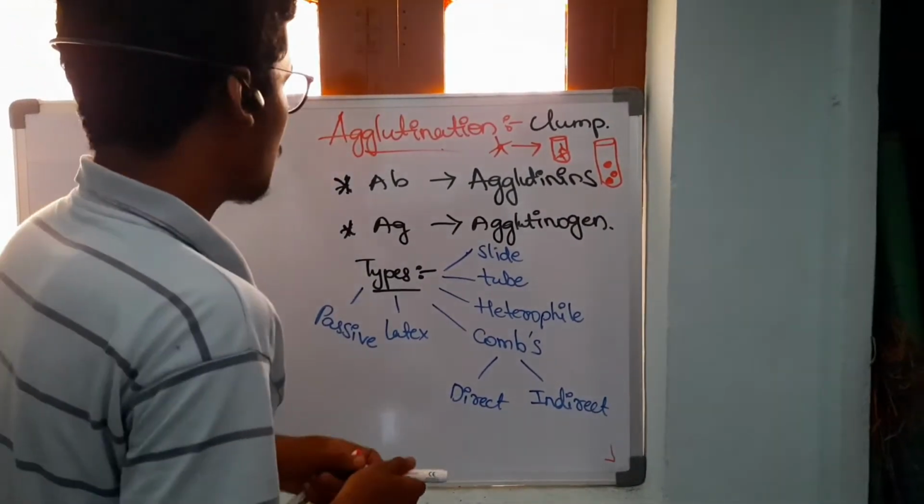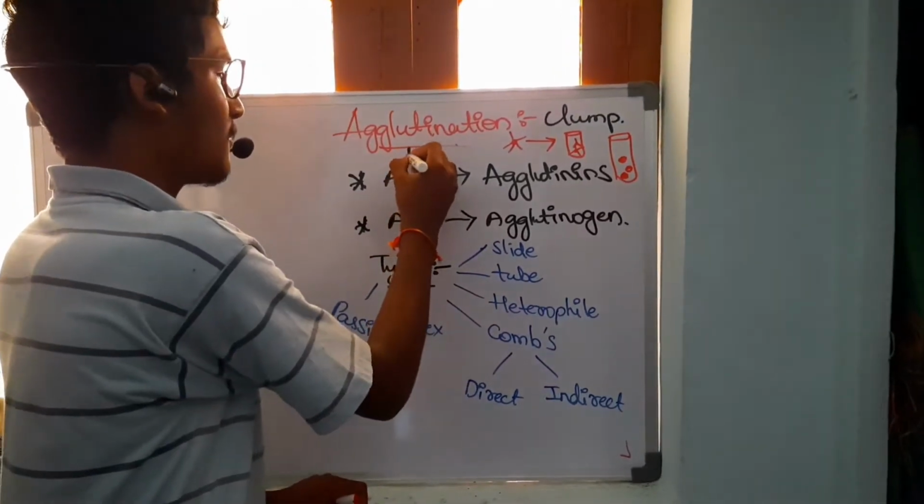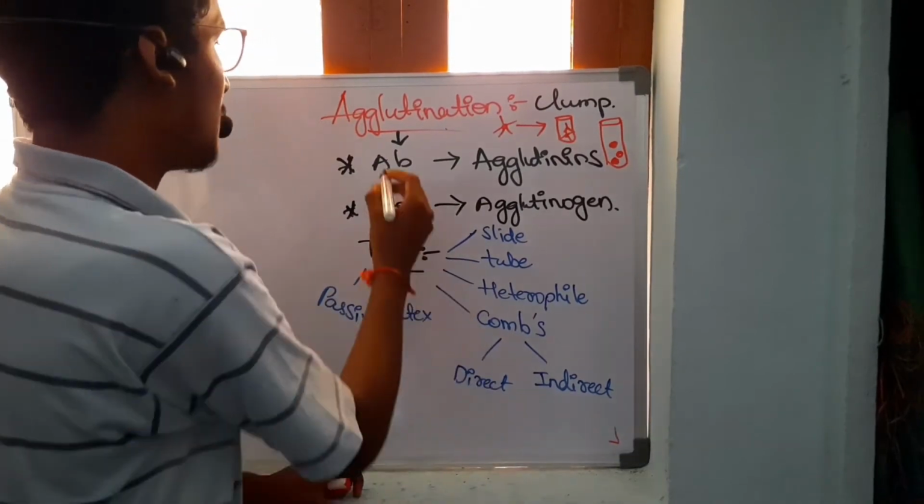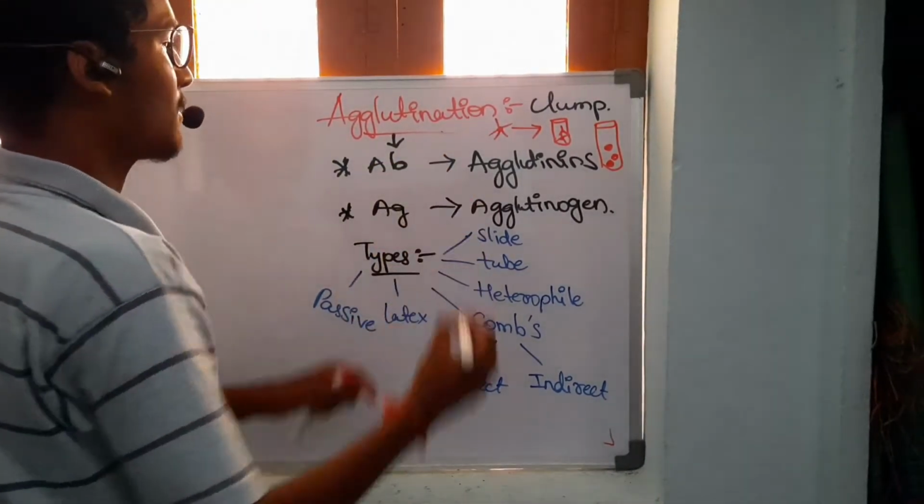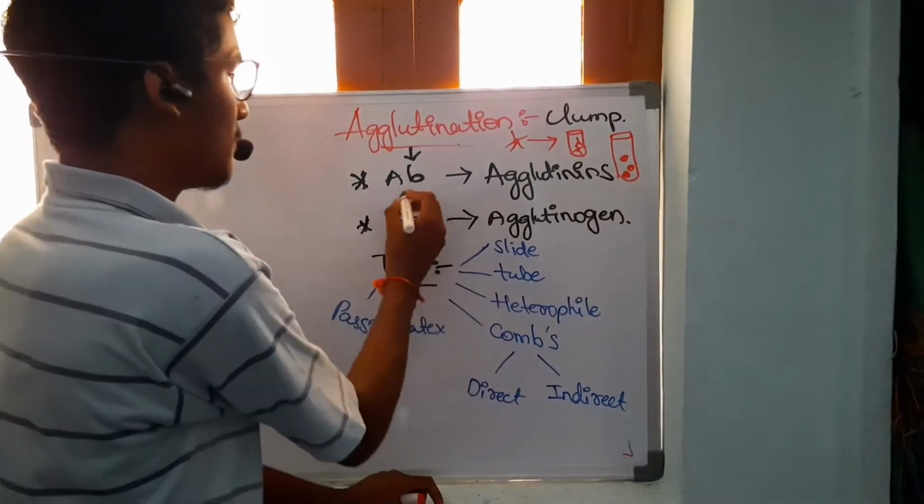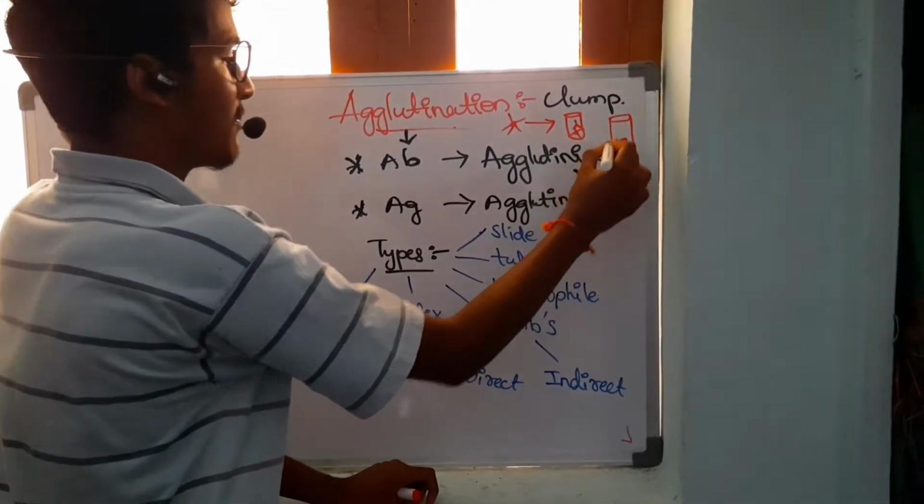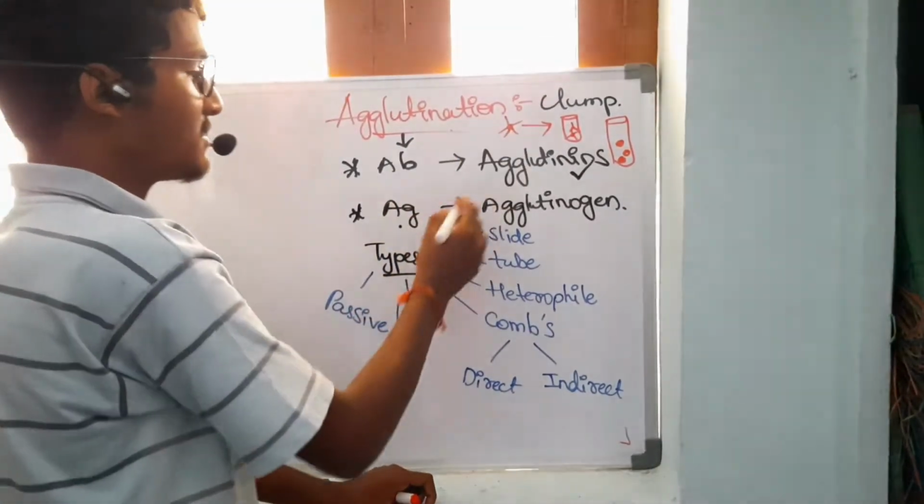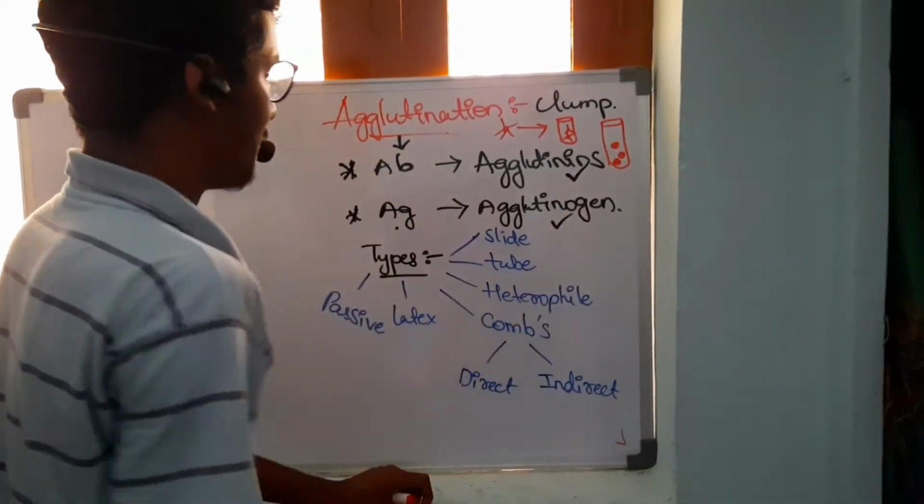Next, agglutination occurs between antigen and antibody. The antibody which performs an agglutination reaction is known as agglutinins. The antigen which performs the agglutination is known as agglutinogen.